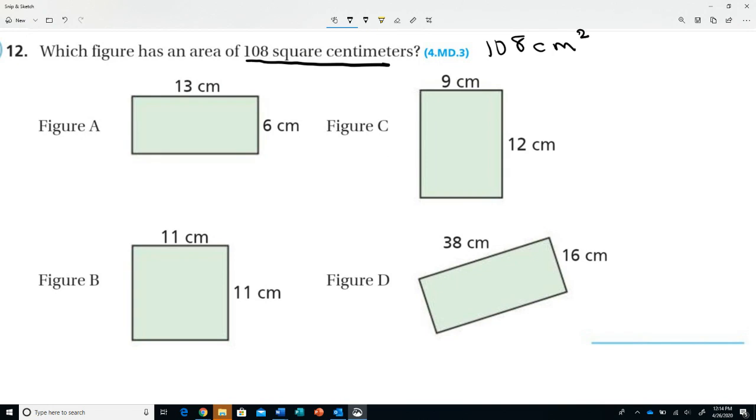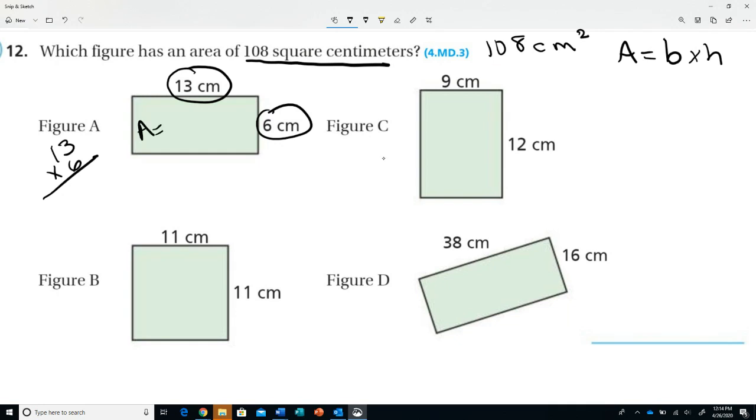You'll often hear me say centimeters squared. I don't think it really matters. Just know that they are interchangeable. Okay, figure A, 13 and 6. Well, what is the formula for area? So up here at the top, I'm just going to give myself a little reminder that area means base times height. So if 13 is my base and 6 is my height, this figure A is 13 times 6.